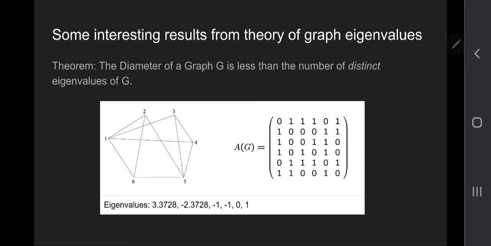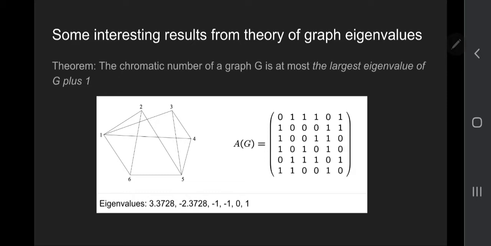The eigenvalues we found are 3.37, -2.37, -1, -1, 0, and 1. So the number of eigenvalues is 6, but as you can see, the number of distinct eigenvalues is only 5. And so the diameter of the graph G is less than 5. You can see that on the graph on the left by yourself. It really does look like there's no path greater than length 5 on the left. And so from this really cool theorem, we know that since there are 5 distinct eigenvalues, the diameter cannot be greater than 4.